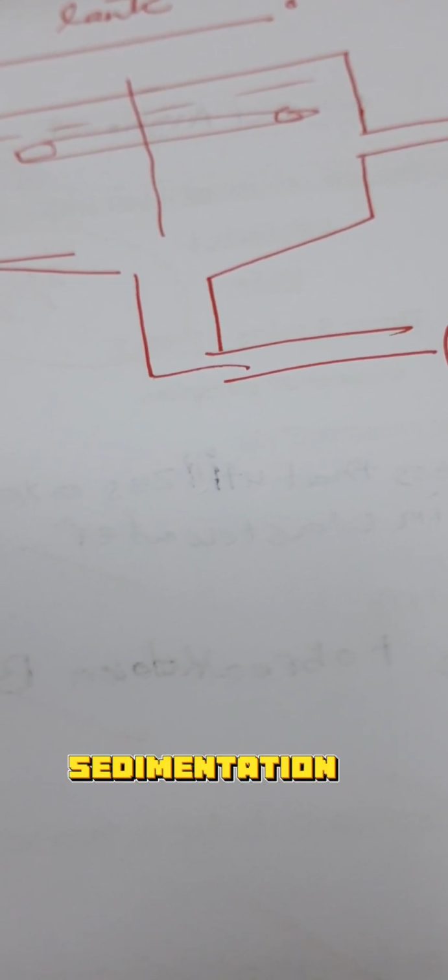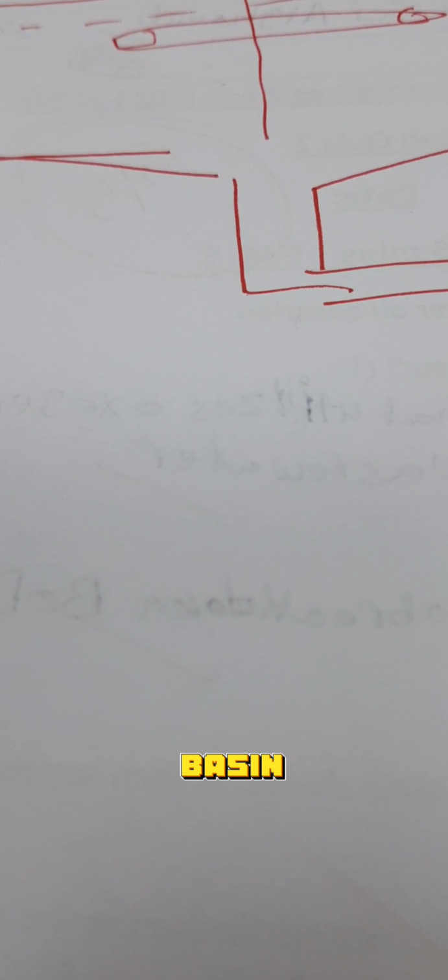Hello guys, today we will be talking about the sedimentation tank. The sedimentation tank is basically a tank that is used for the clarification of water by the process of sedimentation, and it can be effected by providing the conditions under which the suspended material present in water can settle out.